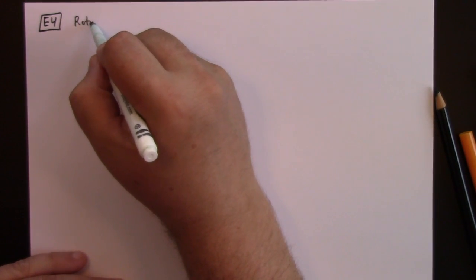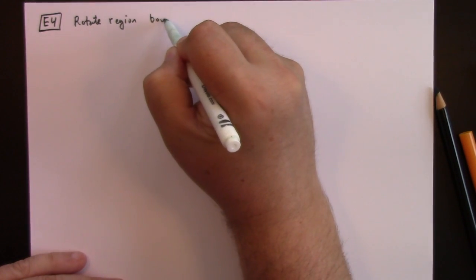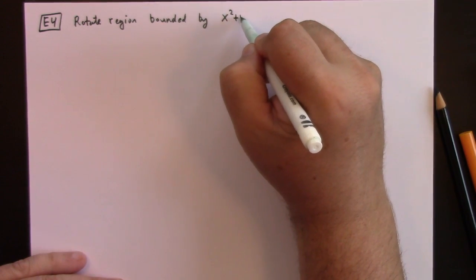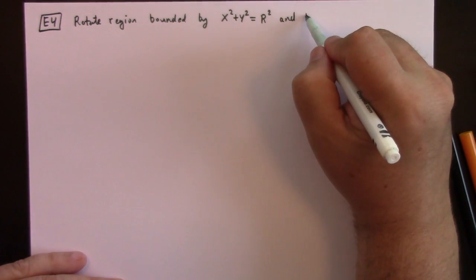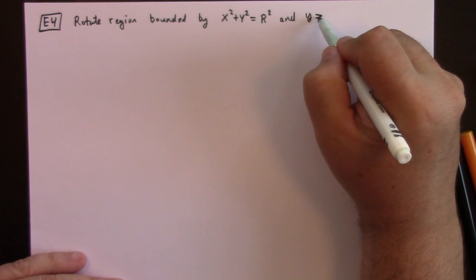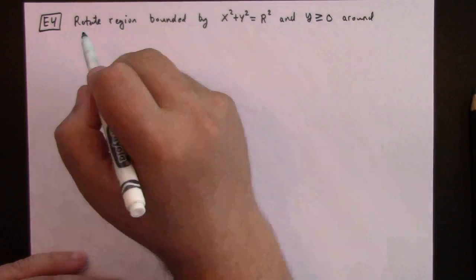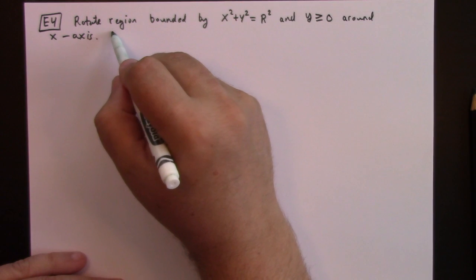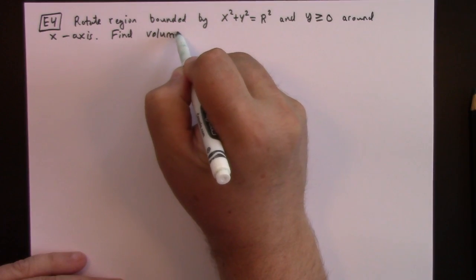Let's see here. How about we rotate the region bounded by x squared plus y squared equals r squared, and y, let's say, greater than or equal to 0. I'm just going to choose the upper half, around the x-axis. Find the volume. Or if the integral is too hard, we'll just leave it as an integral we can't do. All right.